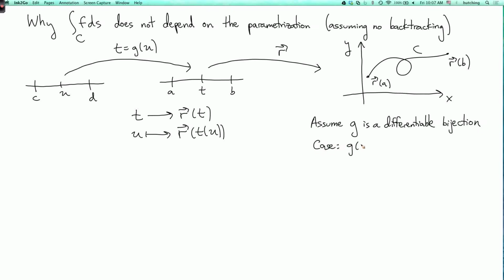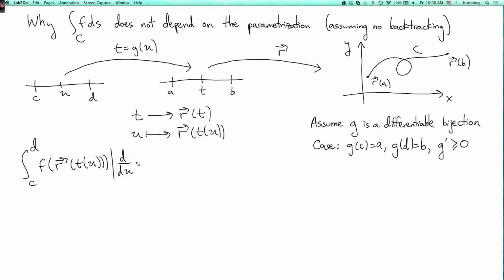is where g of c is equal to a and g of d is equal to b, and since there's no backtracking, we also need that the derivative g prime is always greater than or equal to 0. Okay, now the integral with respect to arc length, as computed using the u parameterization, looks like this. So it's the integral from c to d of f of r of t of u times the length of the velocity vector, which is d du of r of t of u, du.